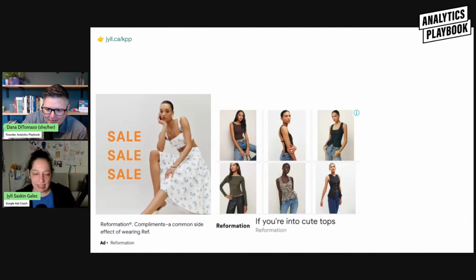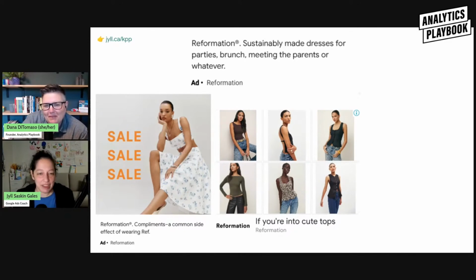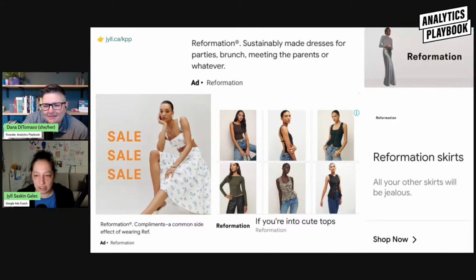Here is a bunch of shirts. This would be feed-based, okay? And instead of just saying shop shirts, if you're into cute tops, Reformation, sustainably made dresses for parties, brunch, meeting the parents, or whatever. Reformation skirts, all your other skirts will be jealous. So I already love a brand that I've never even shopped before based on their ads. Okay, so this is the standard you should all be setting for yourself, even you B2B SaaS folks, okay? Your creative is a stronger signal than any audience signal could ever be.